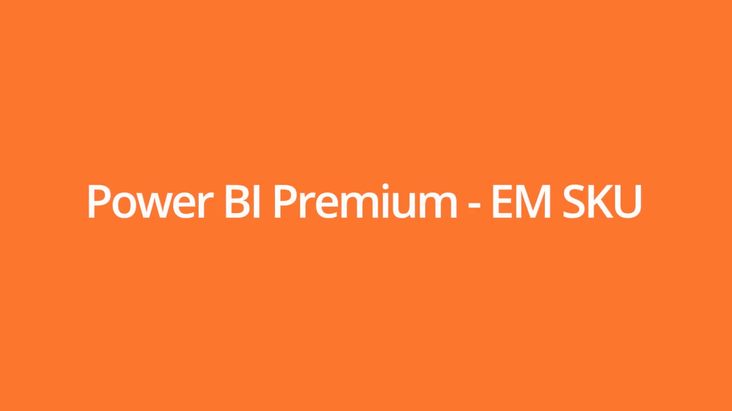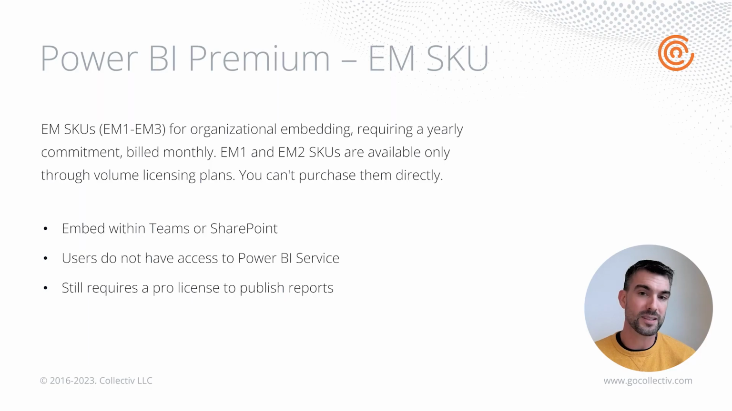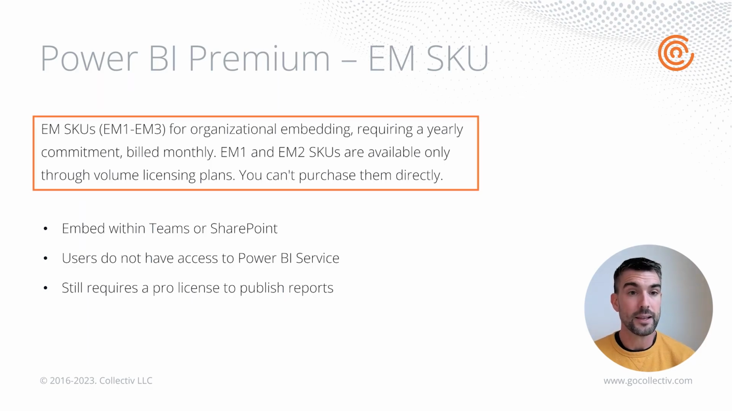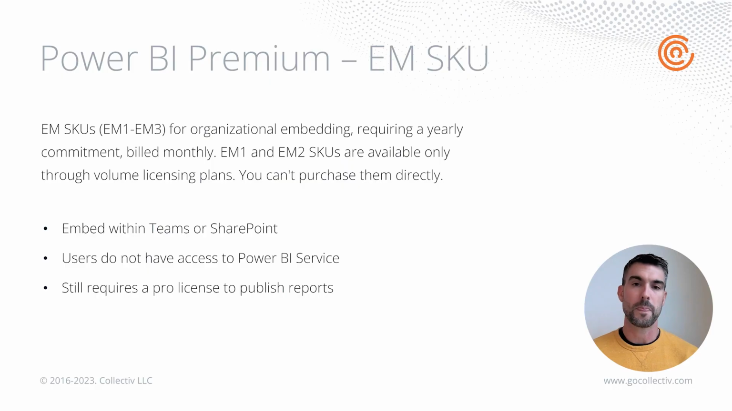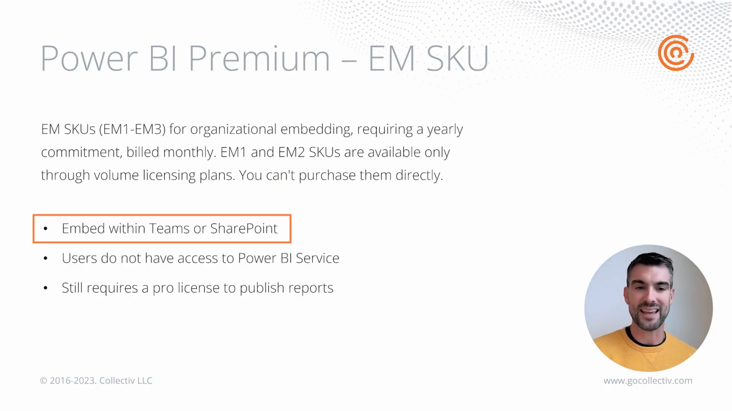Okay, let's talk about the EM SKU. EM essentially represents embedded. So EM SKUs have 3 different SKUs. It's EM1 through EM3, and they're available only through volume licensing plans, meaning you can't directly purchase them through Office 365. You'll actually have to go through a Microsoft provider to get these EM SKUs. But essentially, the whole point for an EM SKU is that you can take a report and you can embed that inside of Microsoft Teams or within Microsoft SharePoint, okay?